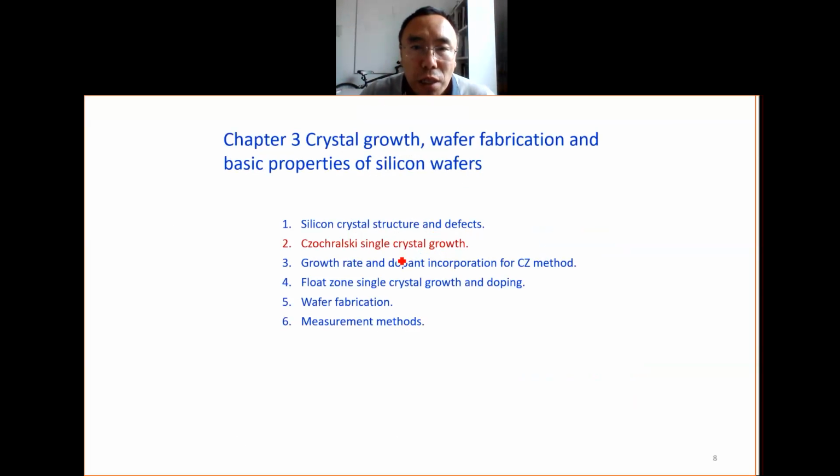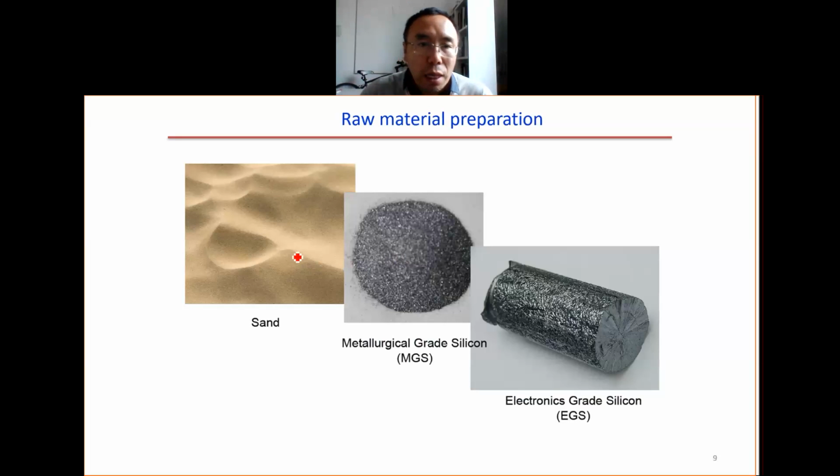So now let's look at how to grow single crystal silicon. The silicon material comes from sand. The main component of sand is silicon dioxide, and we make metallurgical grade silicon out of the sand. This one is 98% purity. From this, we purify it to make electronics grade silicon, which has much higher purity.